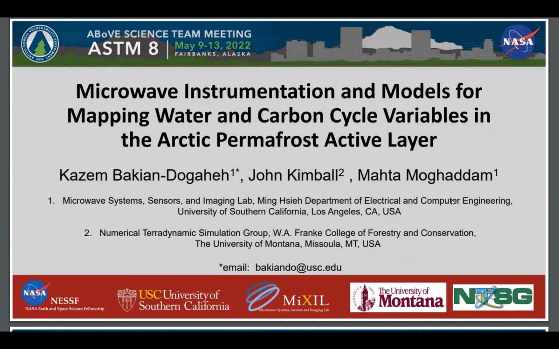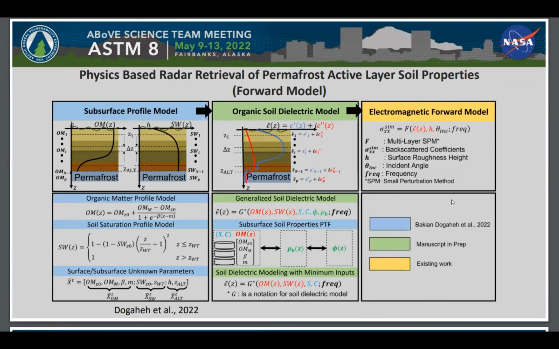With this, we have put together all the pieces of a puzzle. We have a subsurface model, an organic soil dielectric model, and an electromagnetic forward scattering model. This is all the forward side of this retrieval algorithm. With that, we can retrieve the soil moisture and the water cycle, and the organic matter for studying the carbon cycle of the Arctic active layer.